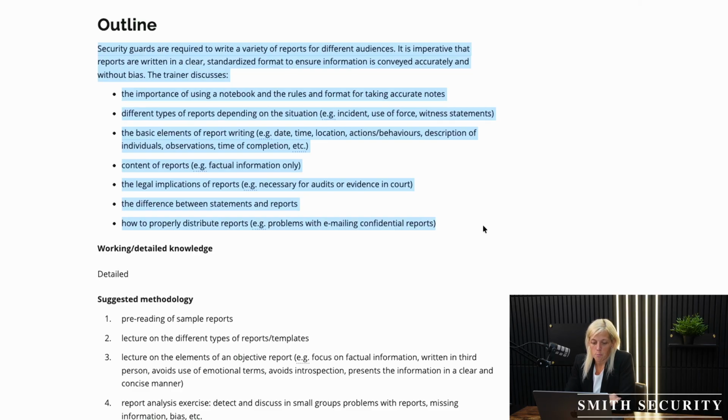It's imperative that reports are written in a clear, standardized format to ensure information is conveyed accurately and without bias. So we're going to discuss the importance of using your notebook and the rules and the format for taking accurate notes. That also might depend on the employer, right? One employer might want notes written one way and another might want them written a different way. So you're ultimately going to have to know the employer and/or the client property that you're working at, what their expectation is on the reports.